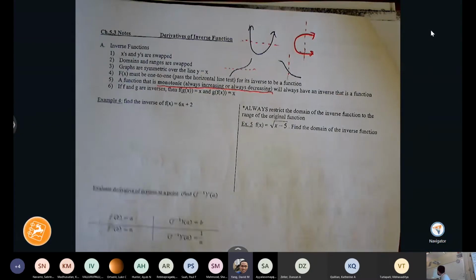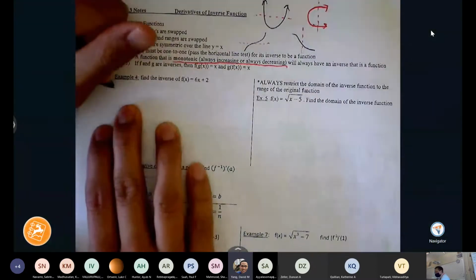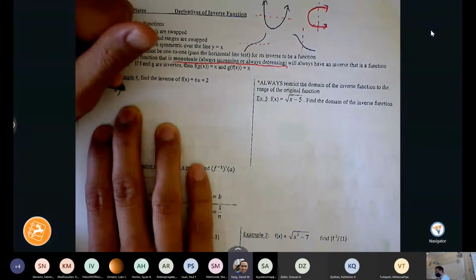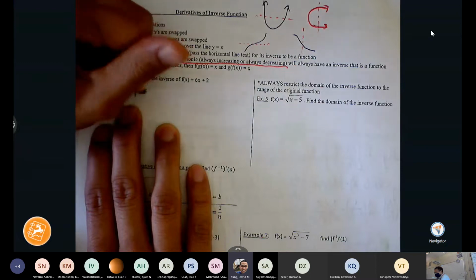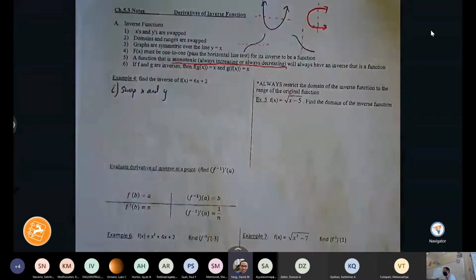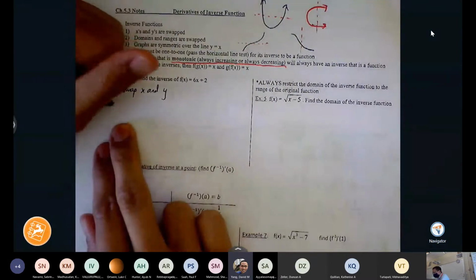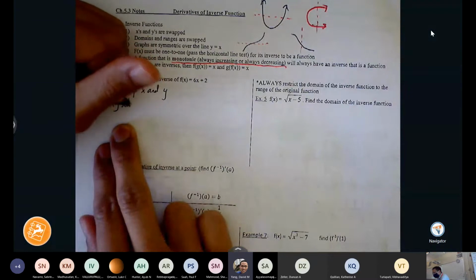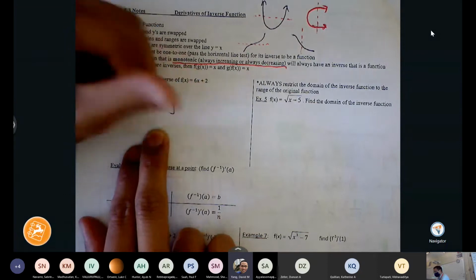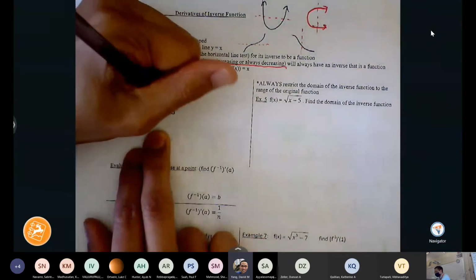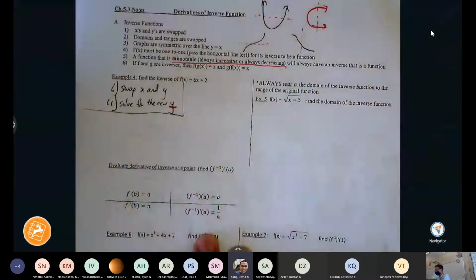Okay, so we're going to practice first some review in terms of finding an inverse of a function. So here are the steps for finding an inverse. First step is we're going to swap or switch the x and y's. So wherever you see a y, replace it with an x. Wherever you see an x, replace it with a y. Second is you want to solve for the new y.